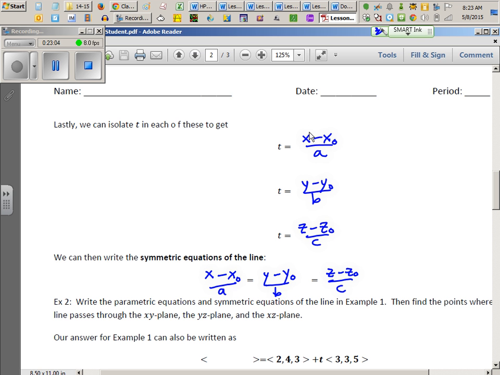Okay, now we're going to take our example 1 problem, which we worked hard to get our little vector. We're just going to convert it over to our other two forms, parametric and symmetric form. This is called symmetric form. Question before we do it?